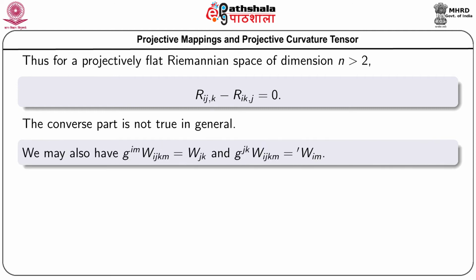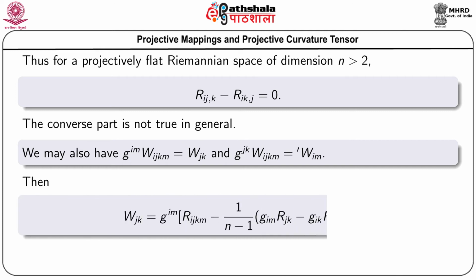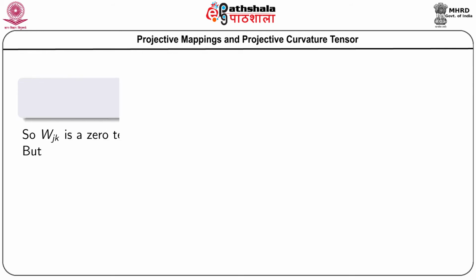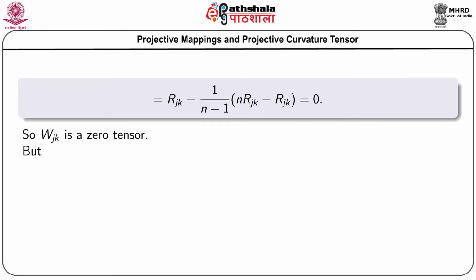Now, we may also have that g^{im} W_{ijkm} = W_{jk}, and g^{jk} W_{ijkm} = W'_{im}. Then from the expression of W_{jk}, we have the inner product of g^{im} with the (0,4) tensor W_{ijkm}, and we have this expression, and this becomes 0.